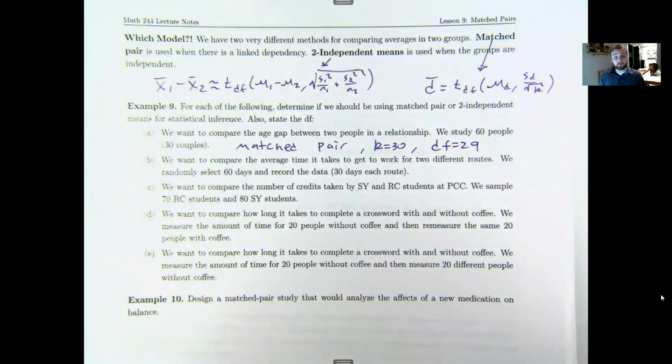Let's look at another example and see what we can come up with. We want to compare the average time it takes to get to work using two different routes. So randomly select 60 days. I do 30 on one route, 30 days on a different route, and I'm not doing the same day, 2 different routes. So I'm doing one or the other, never both. So go ahead and pause the video and see what you could come up with for the model.